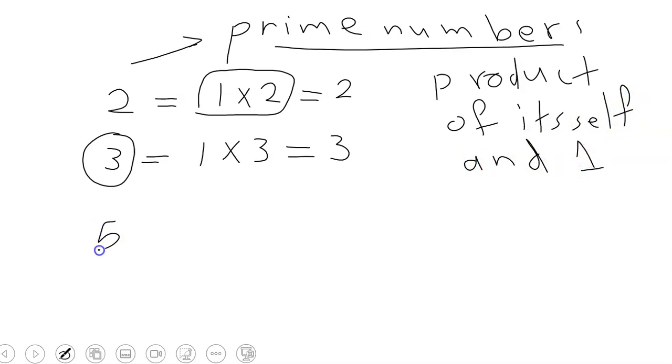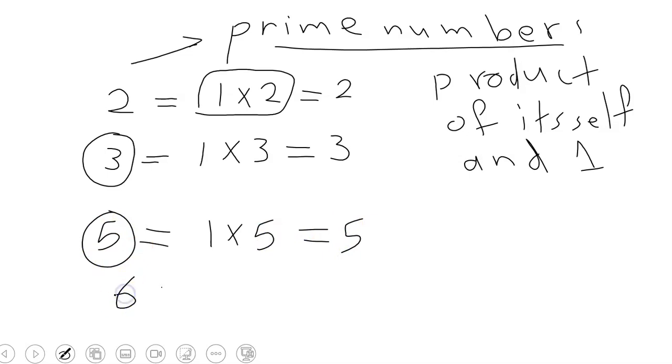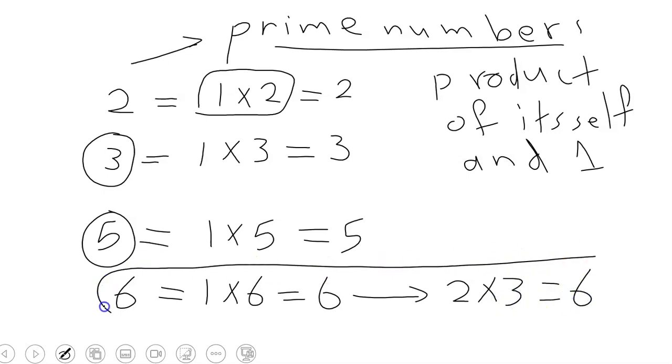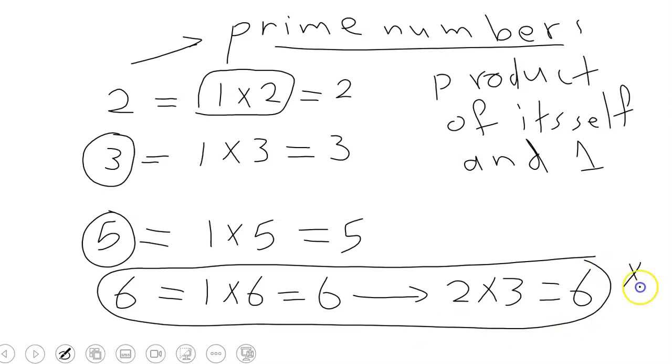Another number, 5. There are no two factors to make 5 except 1 times 5. So 5 is a prime number. I will give you another example. 6. I can make 6 from two factors. I can say 1 times 6 equals 6. But see, I can say 2 times 3 equals 6. So this number is not a prime number.